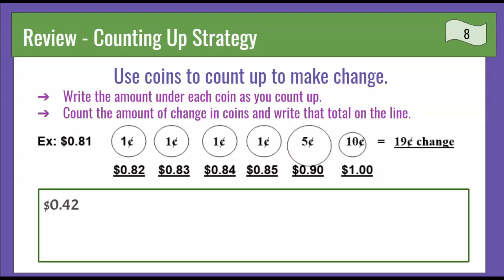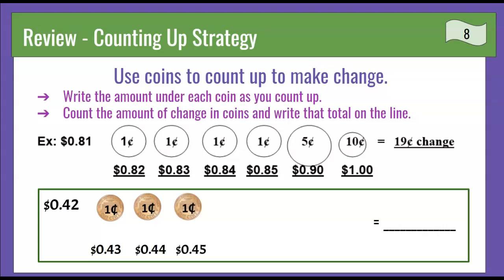So let's practice that same problem. Again, I bought that chocolate egg for 42 cents, and I gave the clerk $1. So I'm counting from 42 cents all the way up to $1. So I'm going to start with a penny. That'll bring me to 43 cents. Another penny, 44 cents. A third penny, 45 cents. What coin would I add next? What would make the most sense? A nickel.